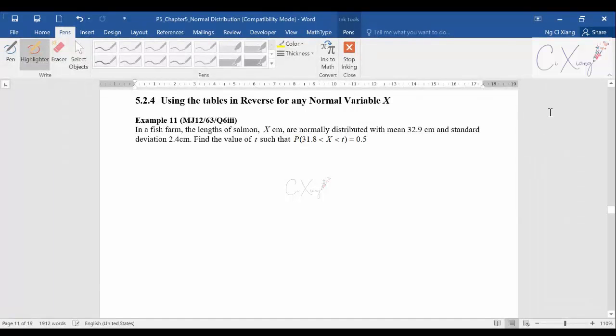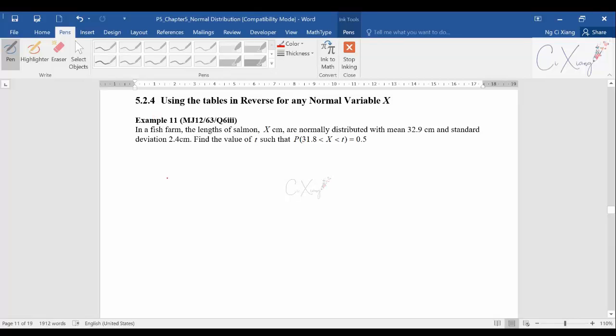Okay, so in this video we are going to discuss how to use the table in a reverse way for application questions. Before you go through this video, you have to make sure that you actually know how to use the table in a reverse way. It has been discussed in the previous video, and you have to make sure that you already decide what method you want to use when answering these questions. All right, so maybe you can start now.